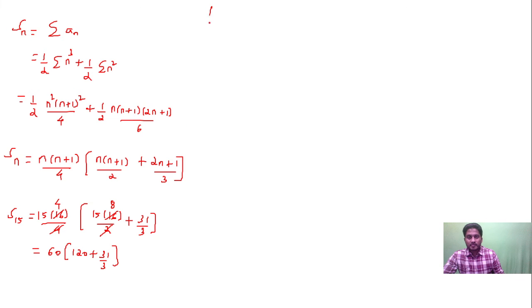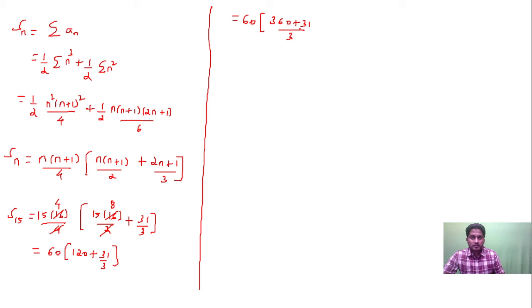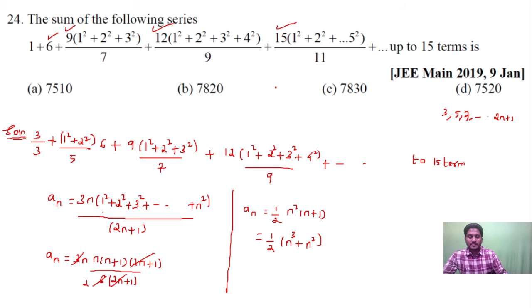Now if I cross multiply, you will get this as 60 into, if you cross multiply, this is 360 plus 31 upon 3. Yes, so this will cancel with this 20 times. You get 20 into 391. So this is 2, 9 2 is 18, 6, 7, 8, 6, 0. 7, 8, 2, 0. That's the answer, guys. 7, 8, 2, 0.